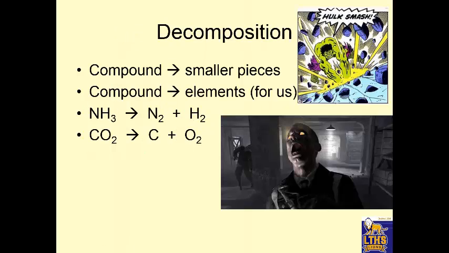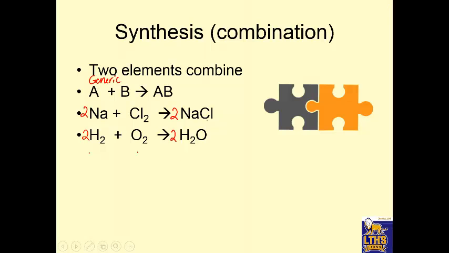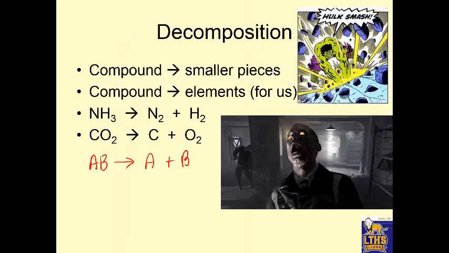Decomposition. So in a decomposition reaction, you always start with 1 big reactant, and you're going to get smaller pieces as products. Those smaller pieces are almost always going to be elements for the ones that we look at. So if you wanted to write the generic equation for this, you could say AB turns into A plus B. And now you notice that it's the opposite of synthesis. So here's a compound, NH3, and notice you get the elements that it's made of.